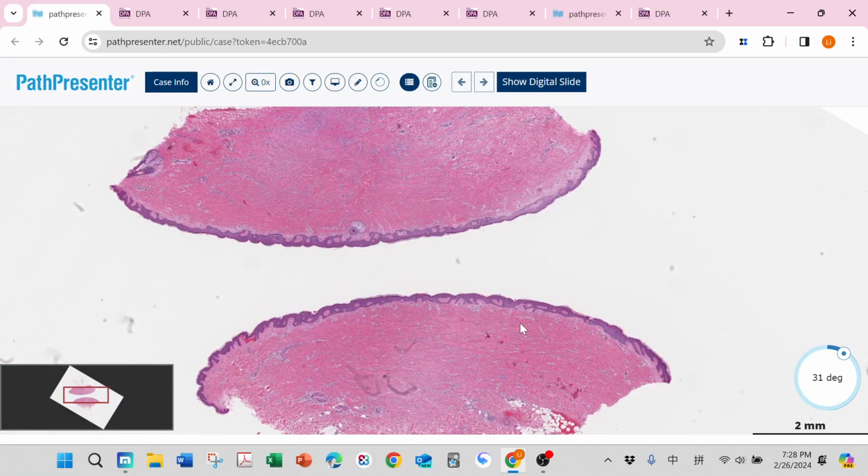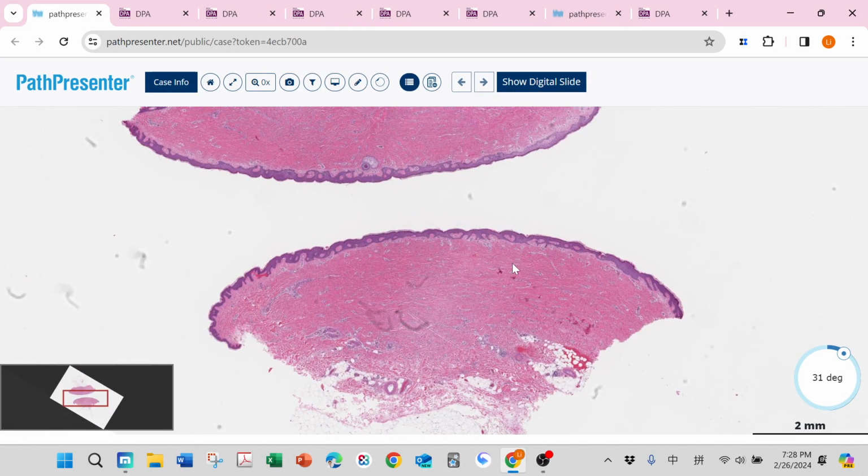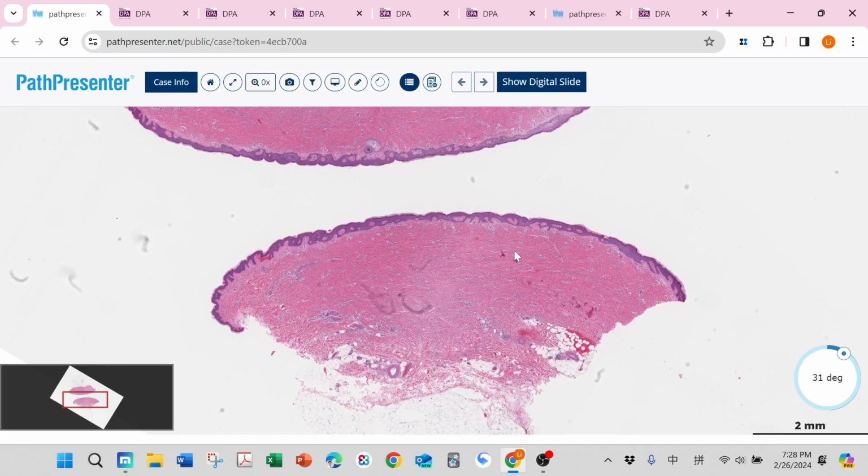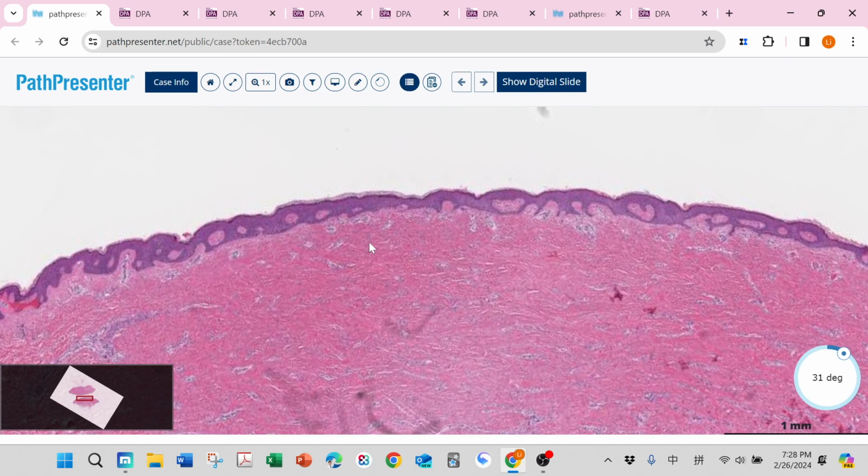So let's go to another spindle cell neoplasm entity. This one, in low power, we can see some of these really just merge together. We call this tabling. This is one of the characteristic features of this entity. Then zoom in a little bit.